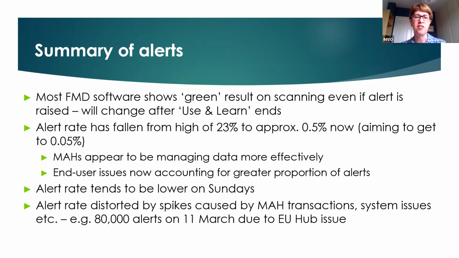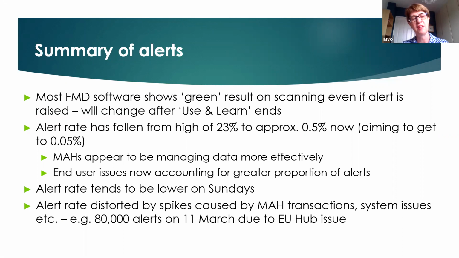The reason why we've managed to get that alert rate down as far as we have is that MAHs appear to be managing their data more effectively. What we have noticed, however, is that because we have effectively eliminated the large numbers of alerts due to MAHs, the end user issues are now becoming more apparent and accounting for a greater proportion of the alerts. We've also seen over the last couple of months, people who would have slowed down or stopped scanning during COVID have started scanning again, and some of the scanner issues and software issues are coming to light, so they are generating alerts that we wouldn't have seen earlier.